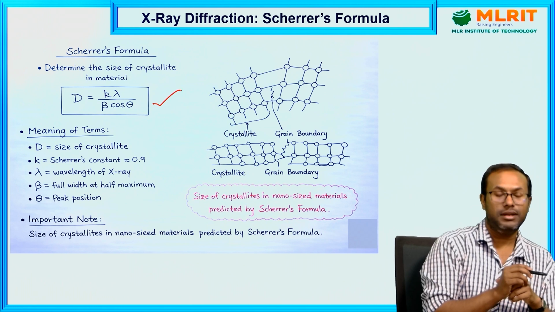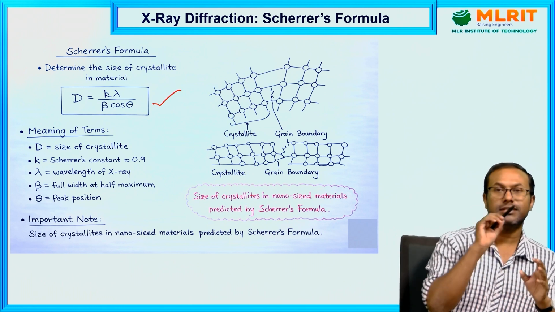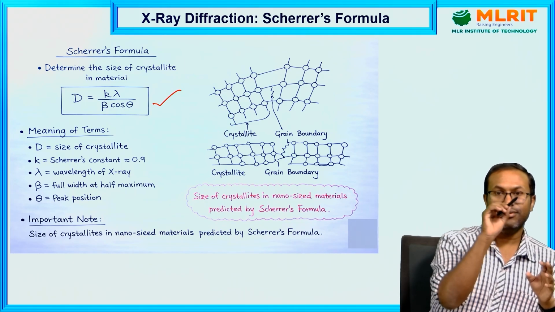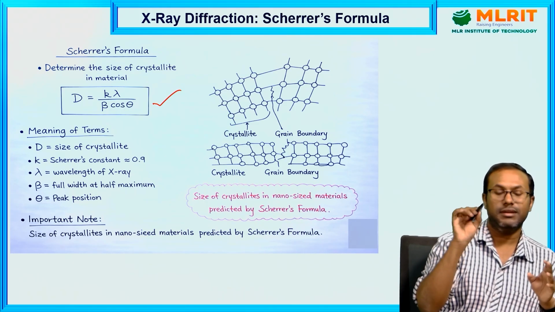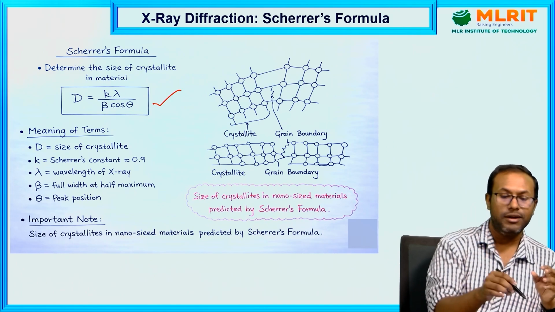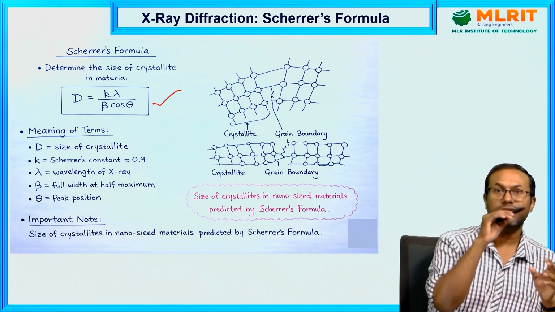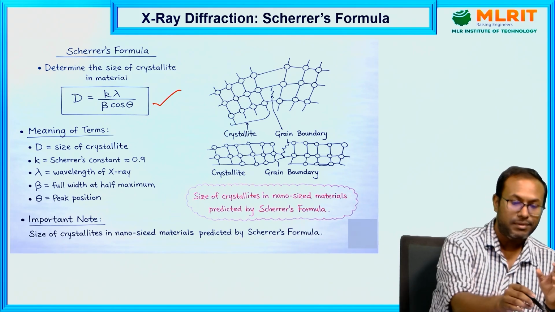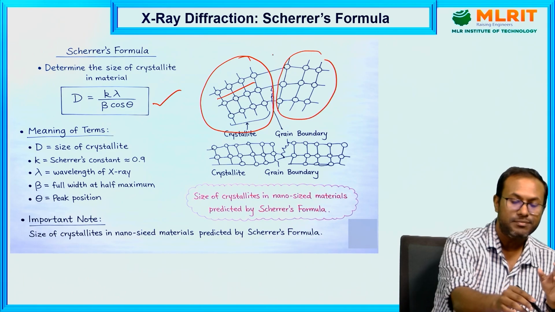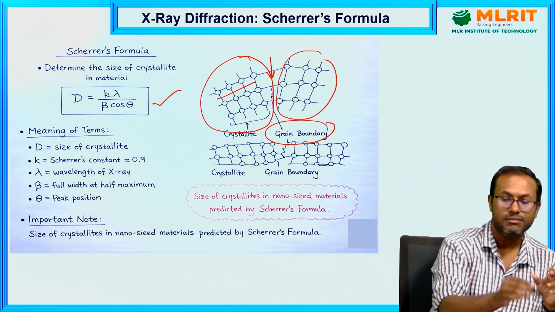Why is it important? Suppose there is a crystal structure. In the crystal structure, we know there is a regular and periodic array of lattice points, lattice points which contain the atoms. Now at some places that continuity will break. This structure is regular and continuous, and this one is also continuous, but at some place a defect occurs. That place, where the defect occurs, is called the grain boundary.